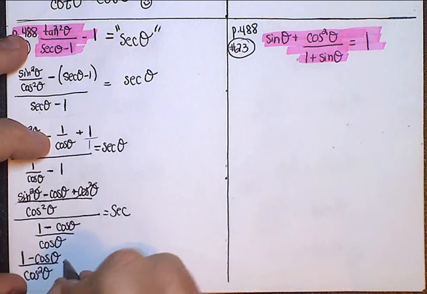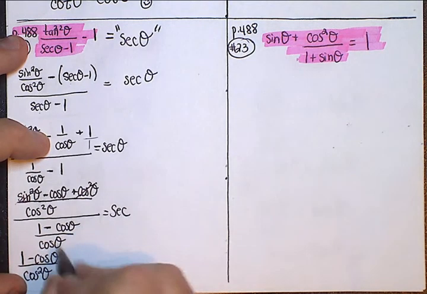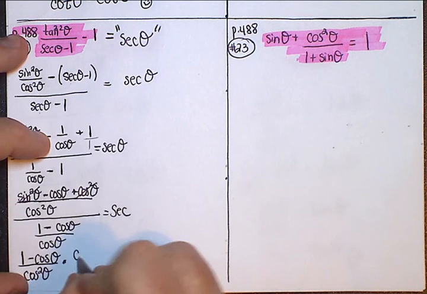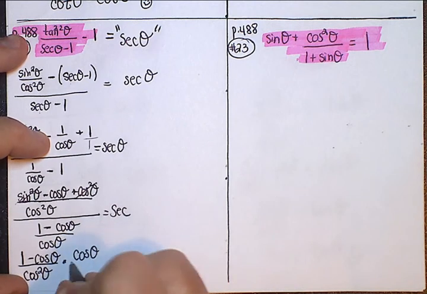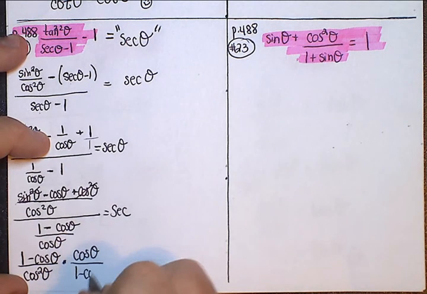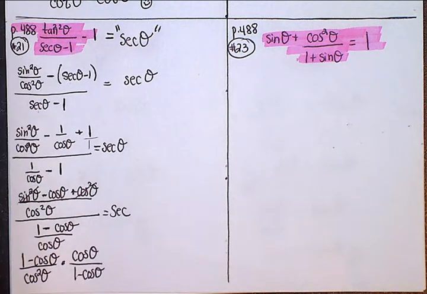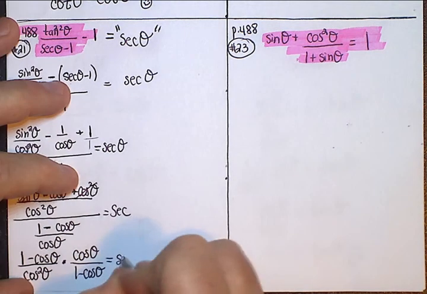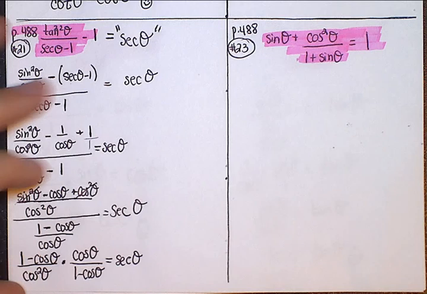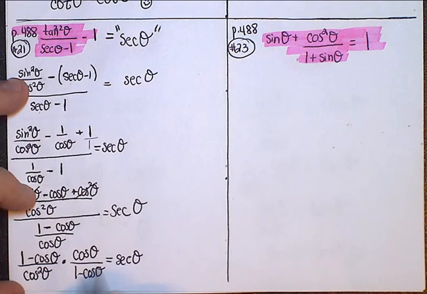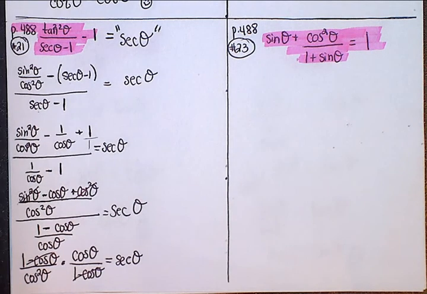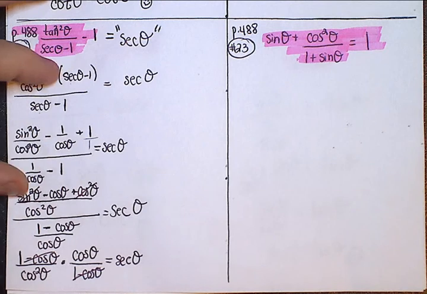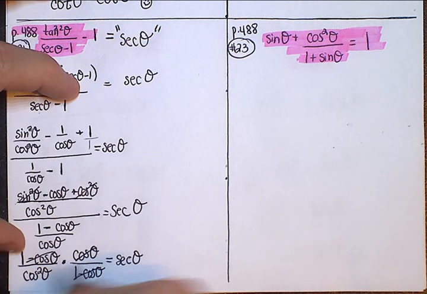I'm going to change division to multiplication. I'm going to bring this guy up and I'm going to flip it. Cosine theta over 1 minus cosine theta. And all this again is supposed to be secant theta. And if you look, that will cancel with that because they're binomials in the numerator and denominator that are perfect to get rid of. This cosine will go into this cosine once.